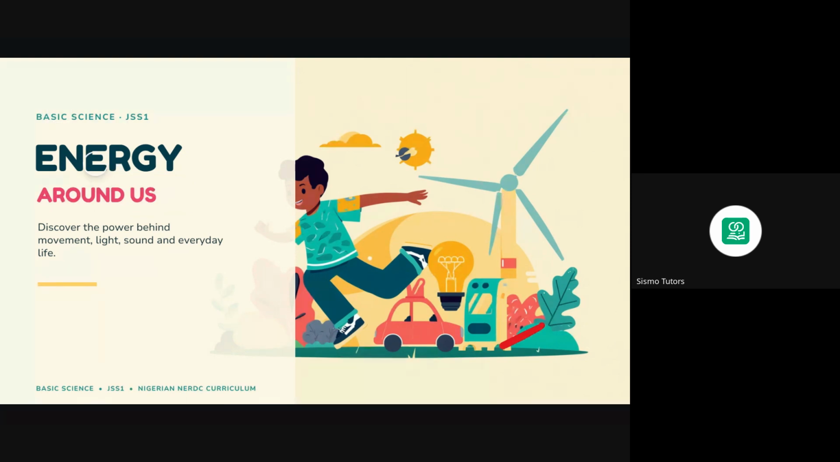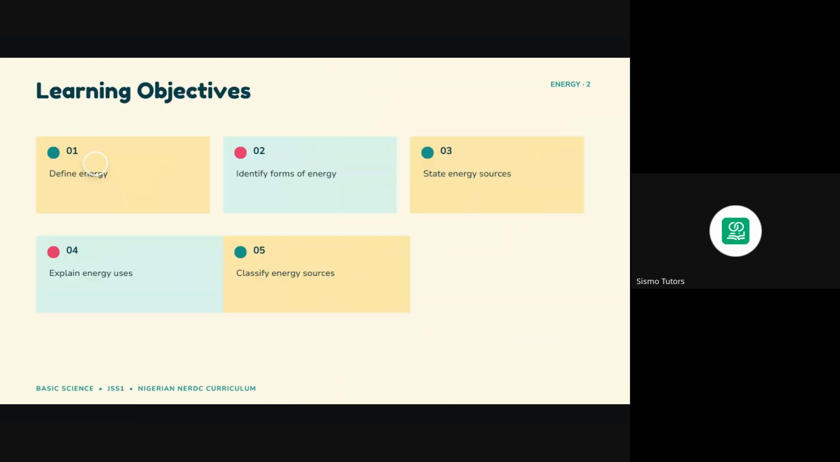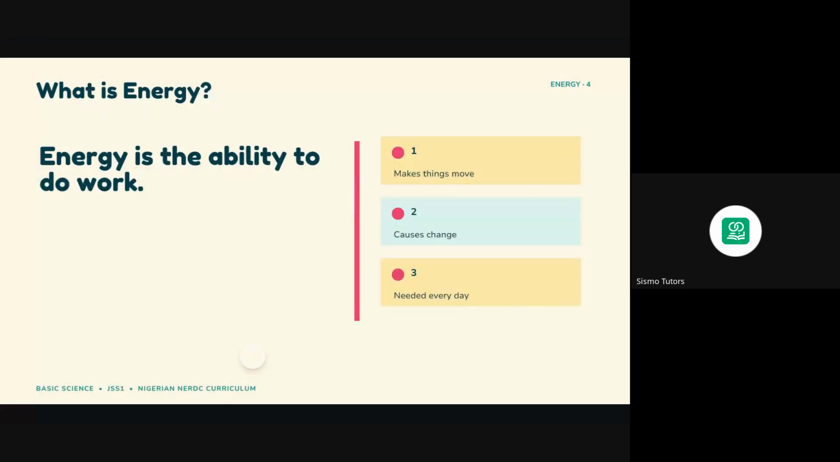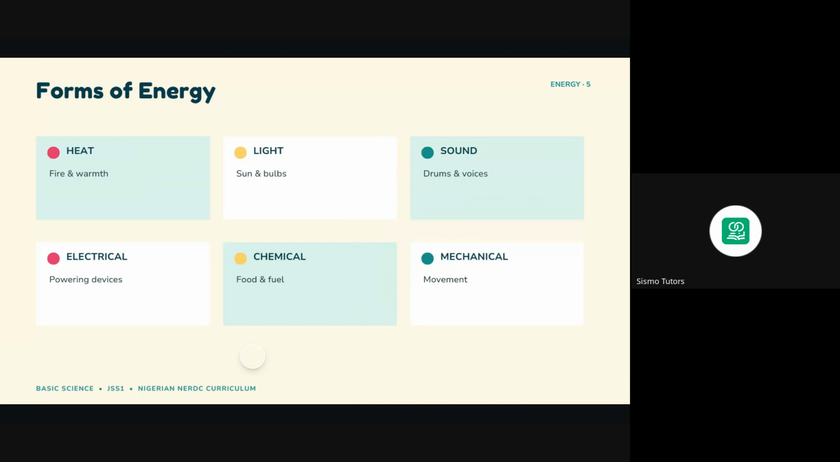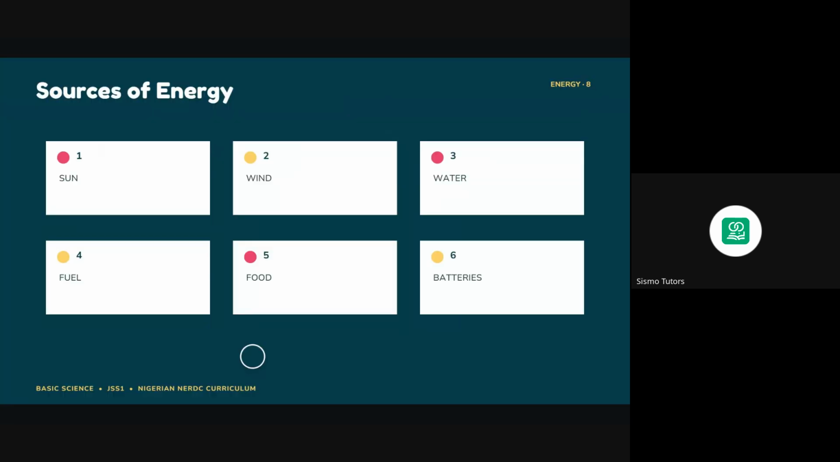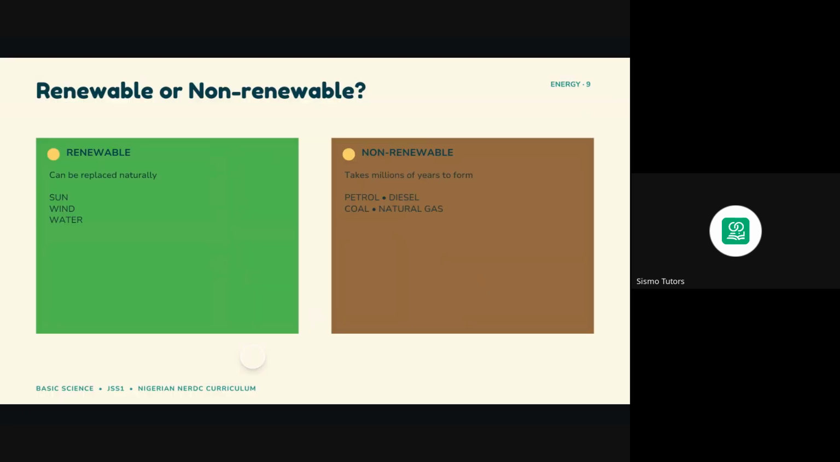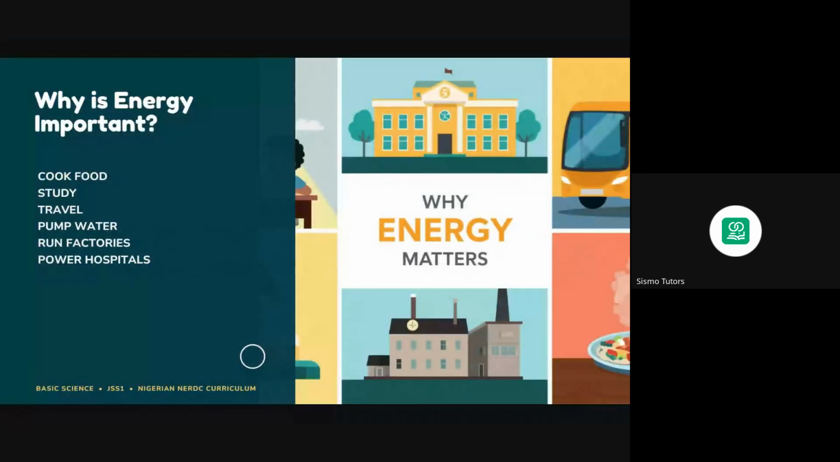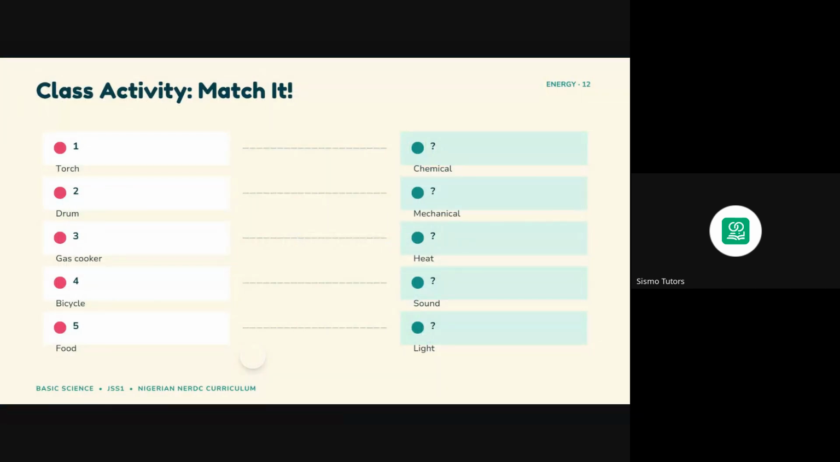So let's move down to see the kind of slides we have in this energy presentation. Learning objectives, you could see that. I think I would prefer to use this cleaner even for my presentation because it highlights kind of. Learning objective number one, number two, number three. What helps this happen? You have the images and pictures. What is energy? Very fine slides right here: forms of energy, heat energy, light energy, sound, electrical, chemical, sources of energy, renewable and non-renewable, energy around Nigeria, why is energy important, class activity.